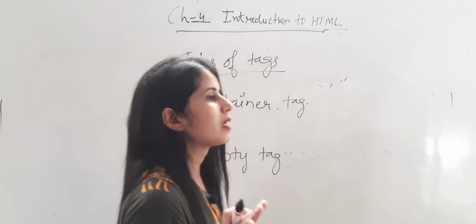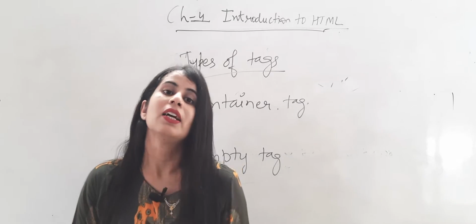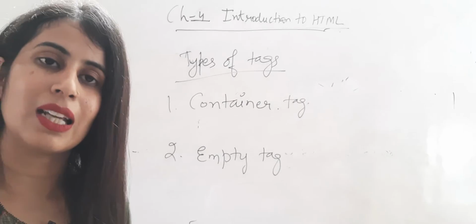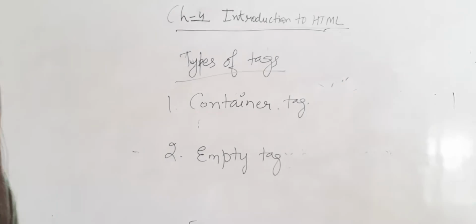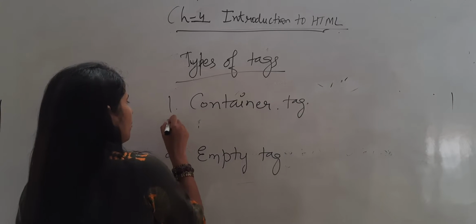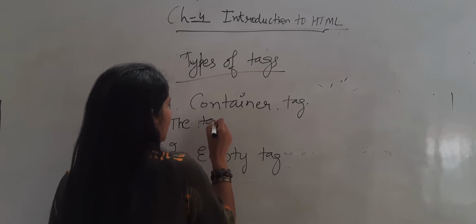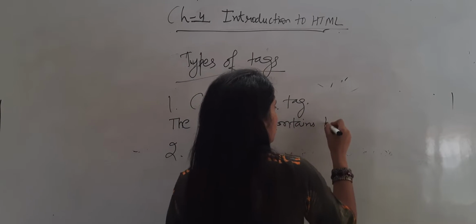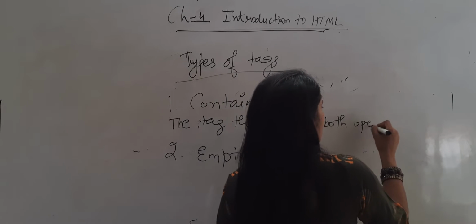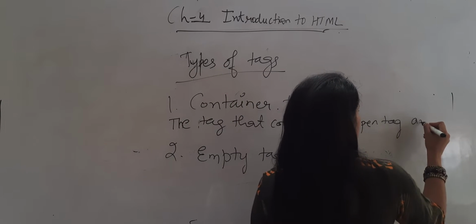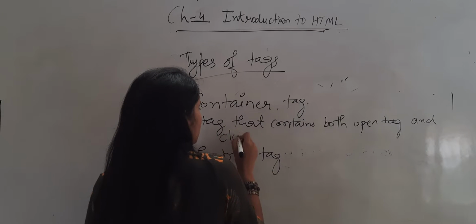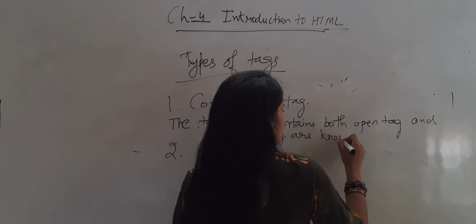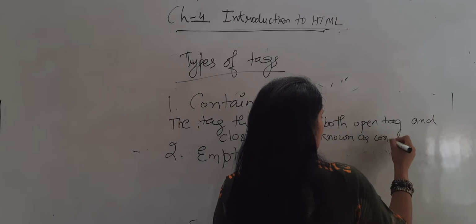What is a container tag? A container tag is a kind of tag that contains both an open tag and a closed tag. The tags that contain both an open tag and a closed tag are known as container tags.